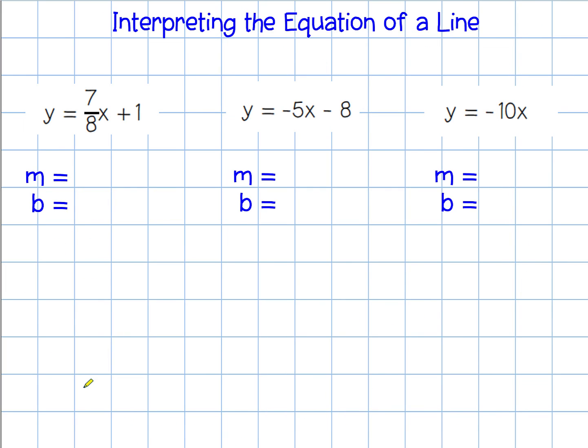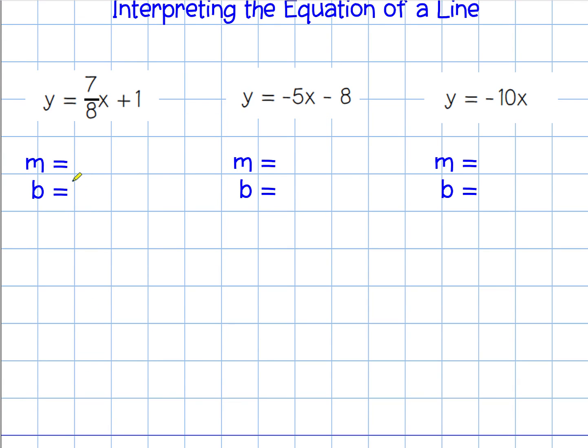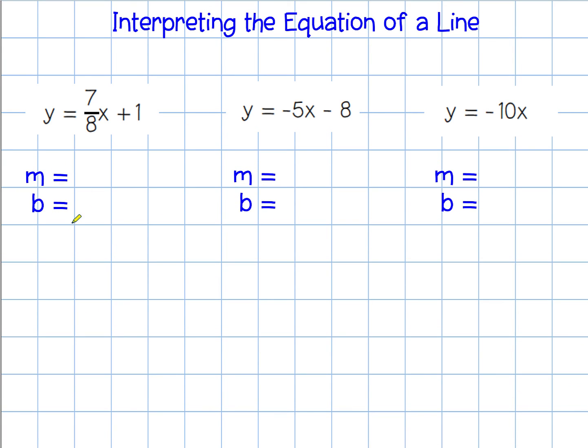So let's practice and make sure we can understand how to pull that out of our equation. Okay, so here's 3 equations. y equals 7/8 times x plus 1, y equals -5 times x minus 8, and y equals -10x. Your job is to figure out what is the slope and what is the y-intercept of each one. So go ahead and pause the video and see what you get.